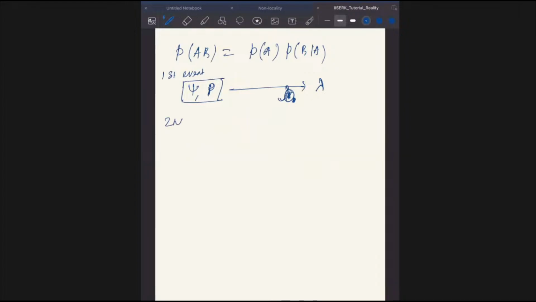The second event is, I did a measurement M and my preparation was already there, lambda. What is the probability that I get the kth outcome? So getting the kth outcome is one event, and getting one lambda is one event. So now let's calculate these probabilities.